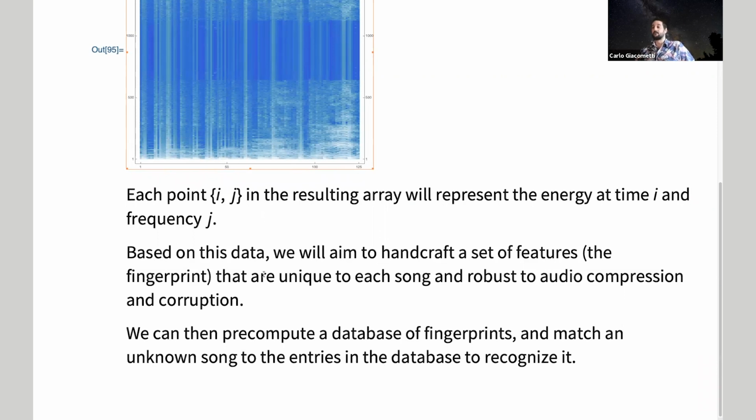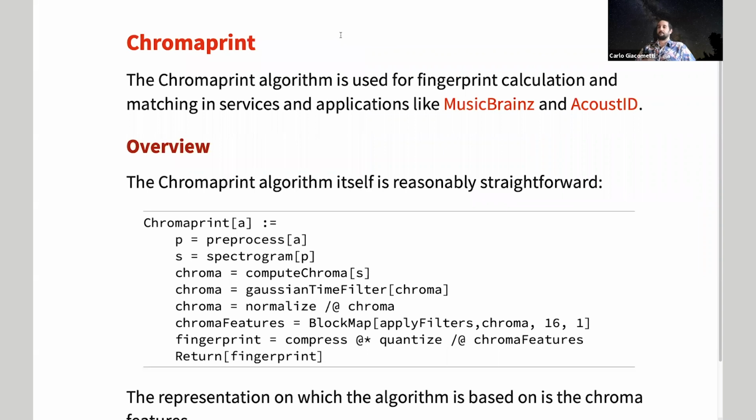We will then compute a set of fingerprints for each entry in a database of songs and match an unknown song to, well, hopefully, an entry in the database. So the first algorithm that I want to talk about is the Kernel Print algorithm. This is used in services and applications like MusicBrainz and AcoustID, for example, and this is common in many open source applications. One example that uses AcoustID and MusicBrainz is the VLC video player, which maybe some of you have used.